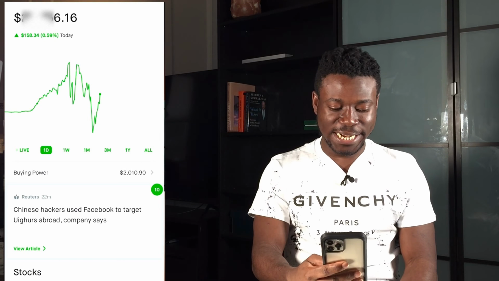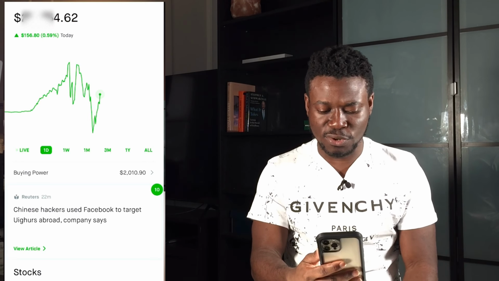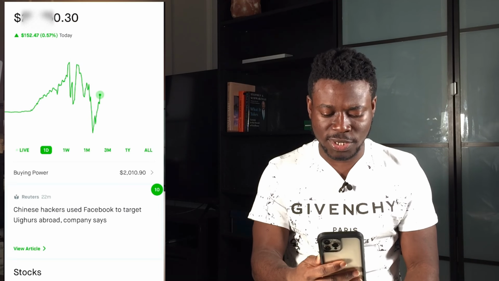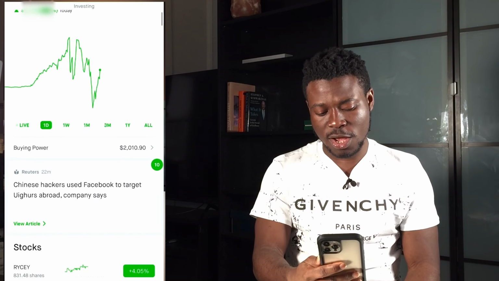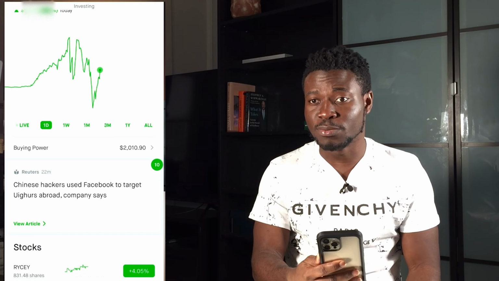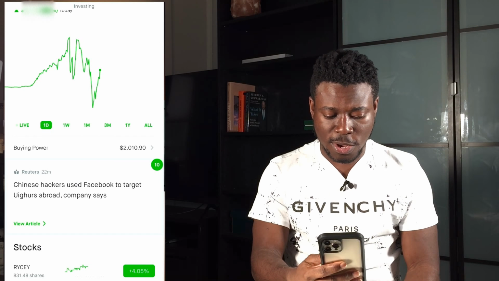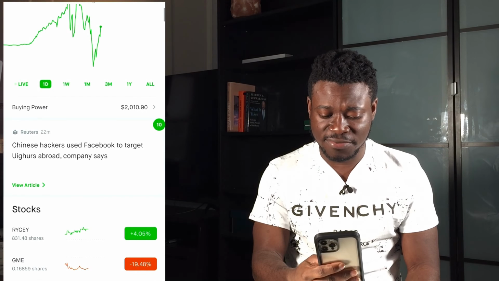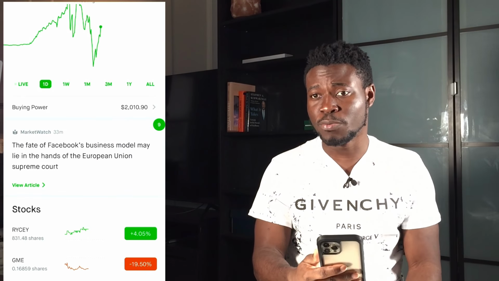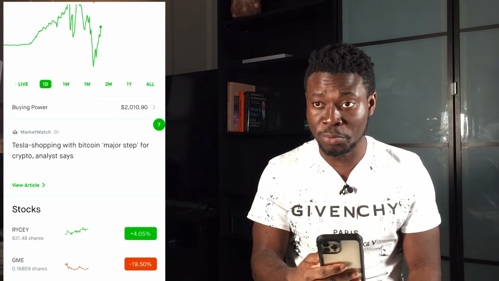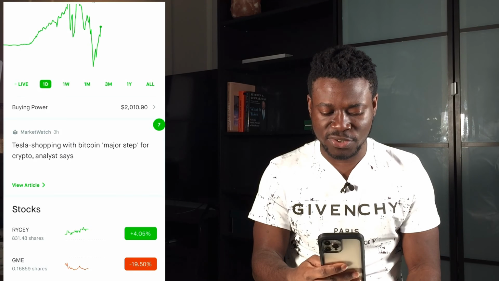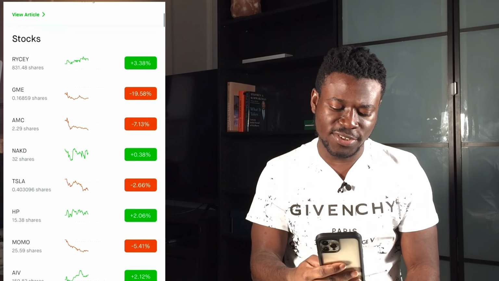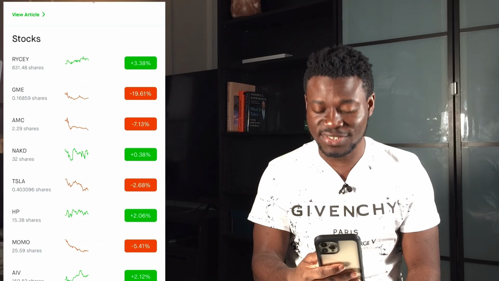So below that, it gives you your buying power. So right now my buying power is $2,000. That is the money you have available to buy stocks. And then just below that, it gives you like some random news on stuff. This is not very important for now, especially for our purpose. And then you have the stocks that you own. So for somebody who is just starting, obviously you wouldn't have any stocks on this list of stocks that you own.